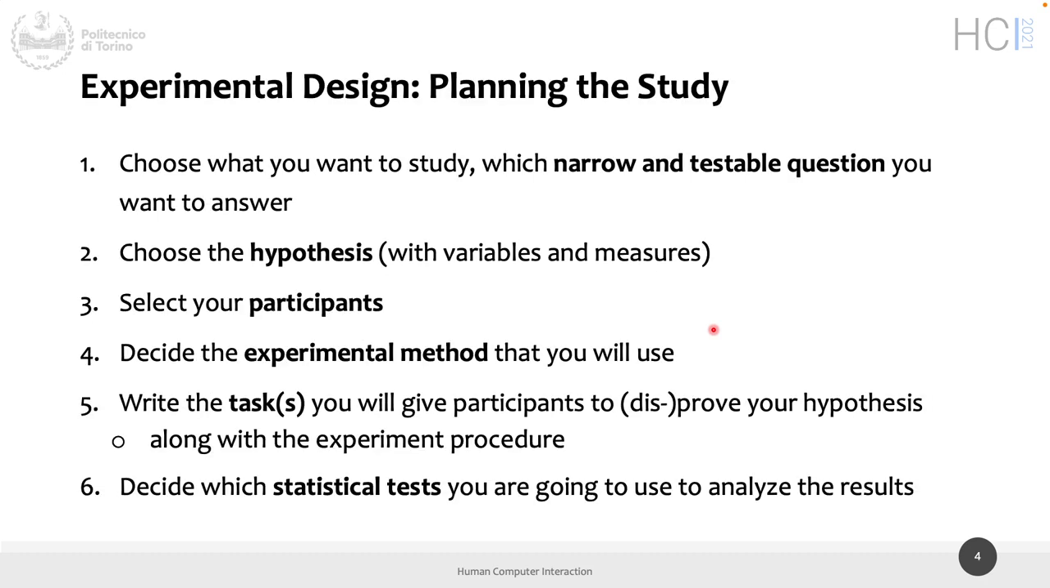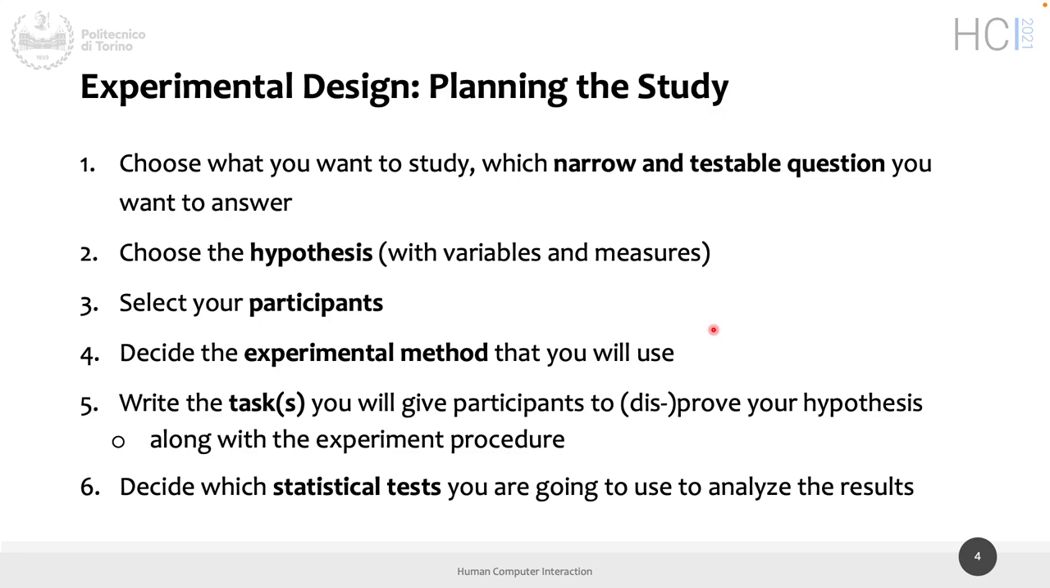So how does the planning of a control experiment go? First of all, you need to choose clearly what you want to study. It's not "let's evaluate the entire application." It's formulating a narrow and testable question that you want to answer. Is my application faster than the other? Narrow and testable. We can test if it's faster or not. We can measure time.